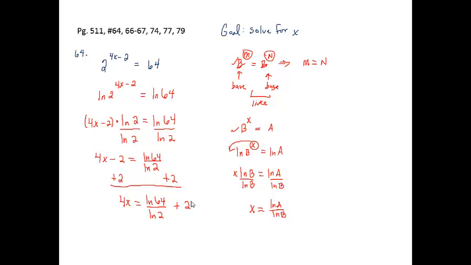Okay. So the natural log of 64 divided by the natural log of 2 plus 2 is, believe it or not, 8. So 4x is equal to 8. And I'm going to divide by 4, and I have x is equal to 2. And of course, you can check it by plugging it back in. 4 times 2 is 8. Minus 2 is 6. 2 to the 6th power is 64. Okay, so let's keep going.